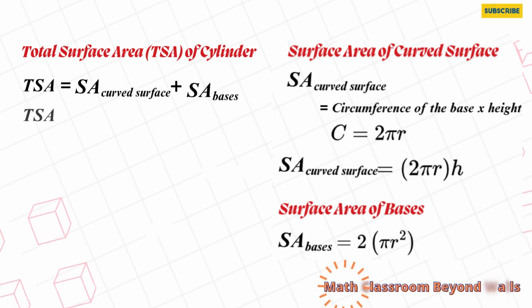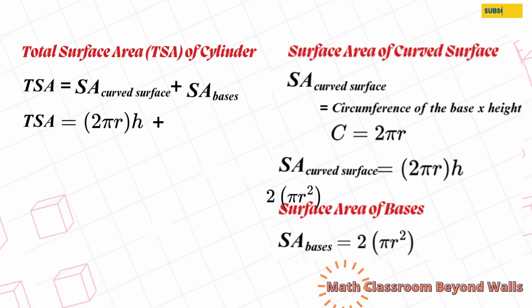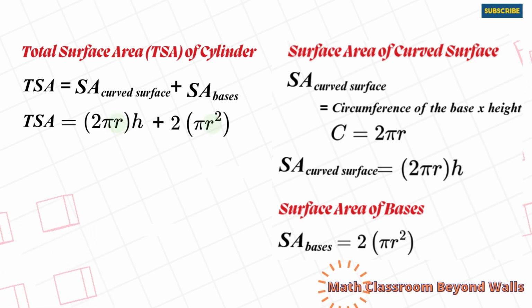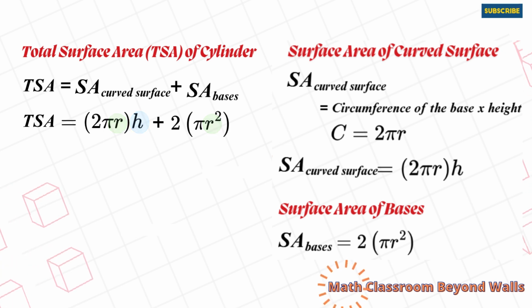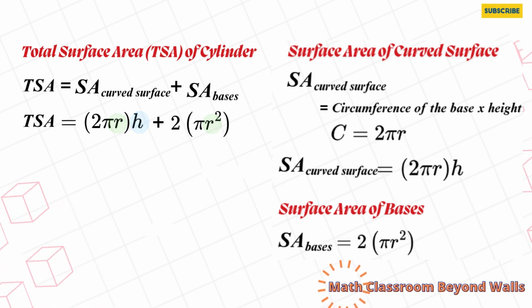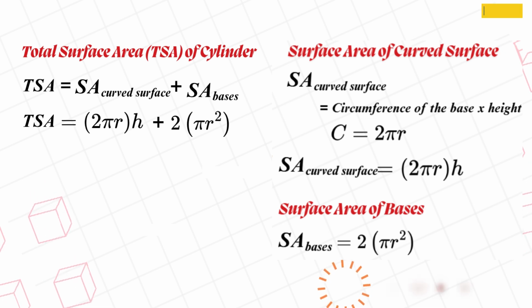Thus, TSA, or the total surface area, is equal to 2 pi r h plus 2 times pi r squared. Take note that you must have the value of r and h to successfully find the total surface area, or TSA, of the cylinder.